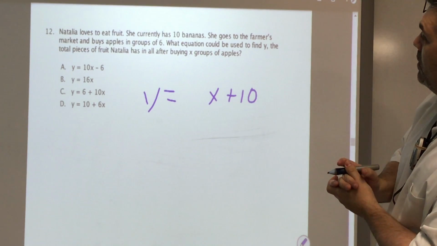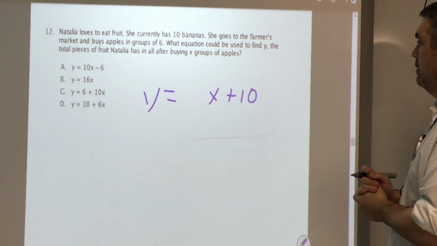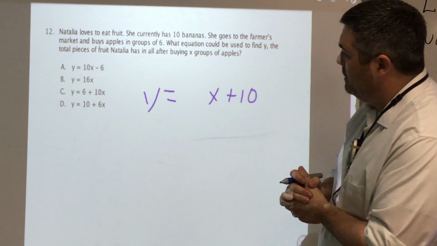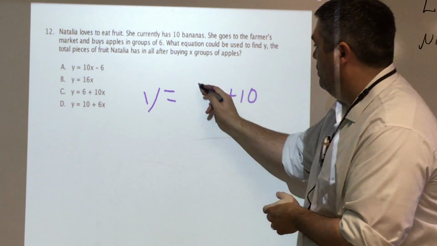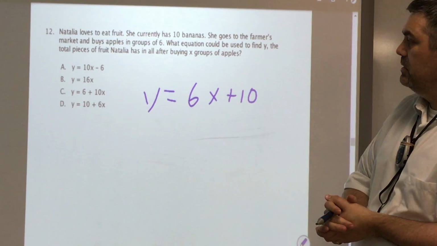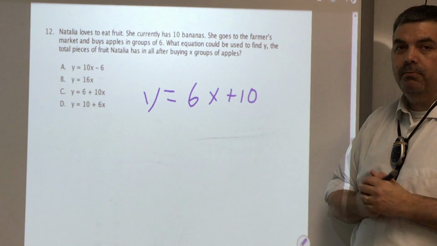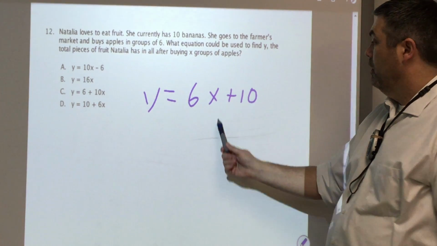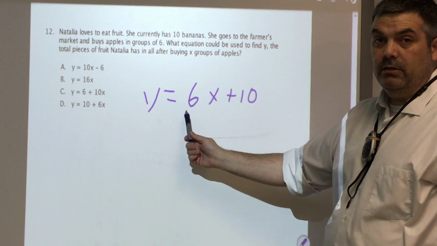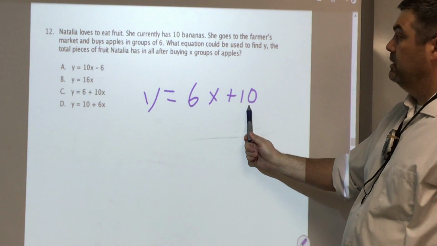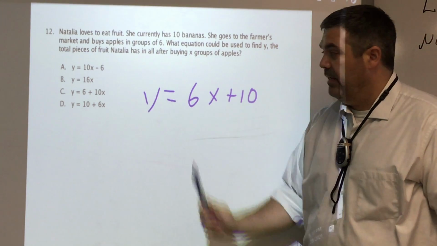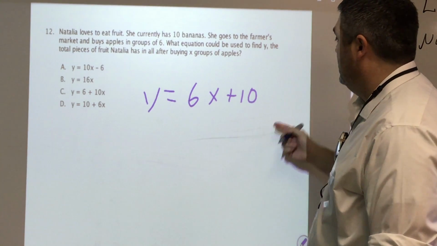She goes to the farmer's market and buys apples in groups of 6. Okay. Which equation could be used to find y, the total pieces of fruit? Okay, well, we need to know how many groups she buys because they're all going to be multiplied by 6. X represents the number of groups of apples she buys. 6 is the number that are in each group. 10 is the initial start that she already has, the bananas. And y is the total of that. Okay, so it should be this.